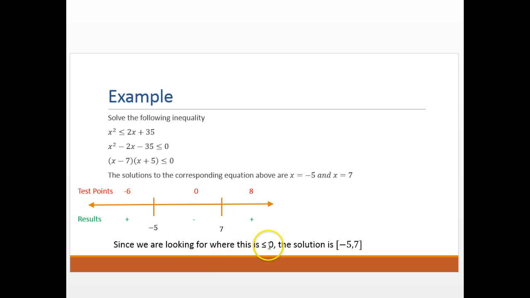I'm looking for where this is less than or equal to 0. So I'm looking for where it's negative. Where it's negative is in the interval in the middle between negative 5 and 7. And it says less than or equal to, so I use closed brackets on each end. So this is the interval negative 5 to 7, including both negative 5 and 7.